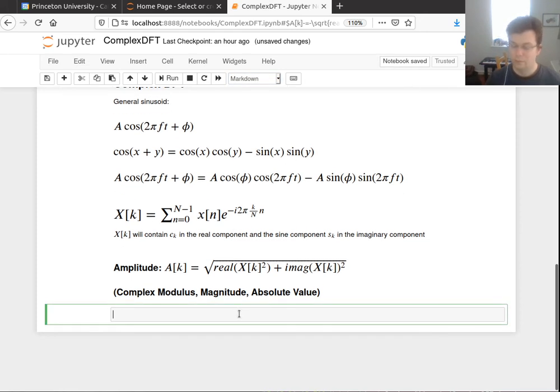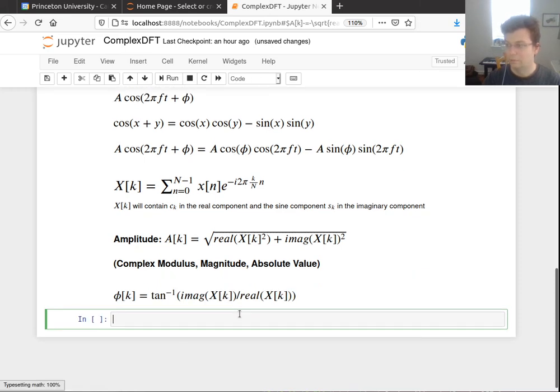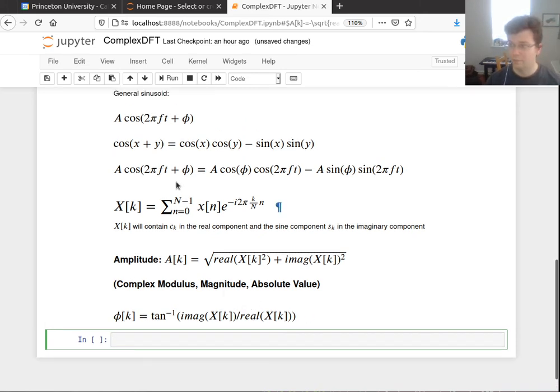All right, we can also extract the phase as the inverse tangent of the ratio of the imaginary component over the real component. So cool, we can get back all the information we want about our sinusoid, A cosine of 2 pi f t plus phi. This gets me the A, this gets me the phi. And I already knew what f was because I was probing it with the appropriate frequency, k.